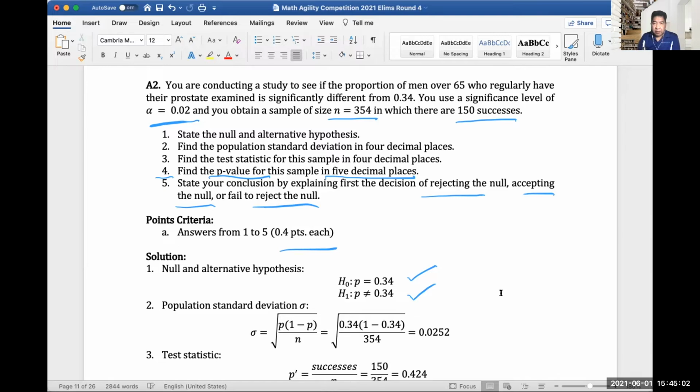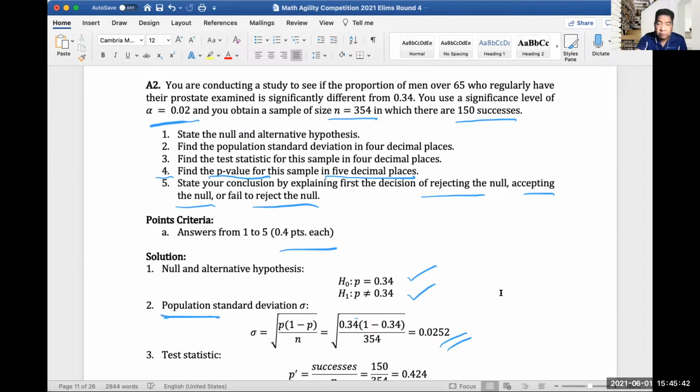And then number 2 is to find the population standard deviation. Since these are proportions, the formula we'll use is sigma equals the square root of p times 1 minus p over n. Remember, we're calculating the population standard deviation, so we should use the population proportion, which is 0.34. Computing that, we get a population standard deviation sigma of 0.0252.